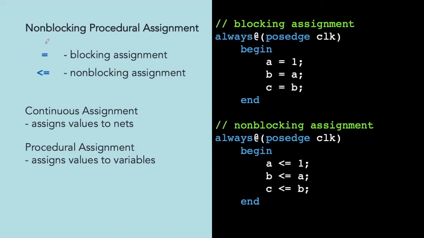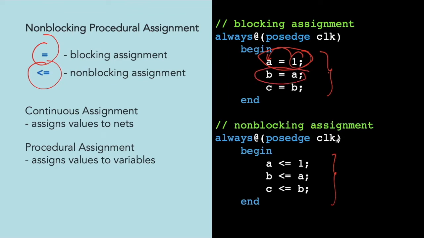This symbol is used to create a blocking assignment. See this example here. And this symbol is used to create a non-blocking assignment. So see this example here. Blocking assignments execute in series because one statement blocks the execution of the next statement until it completes. For example, when you assign 1 to A, this statement must finish executing first before this second statement commences.